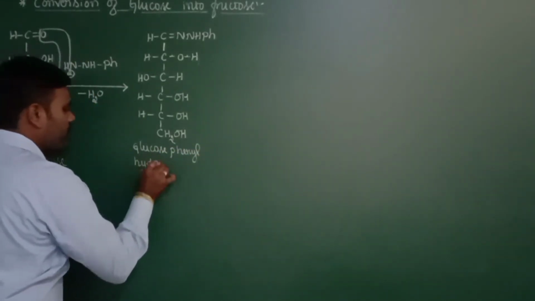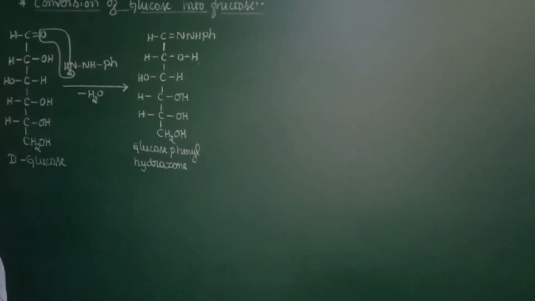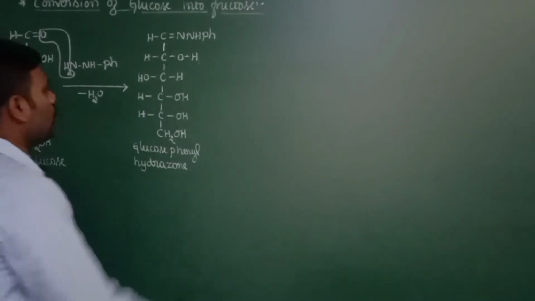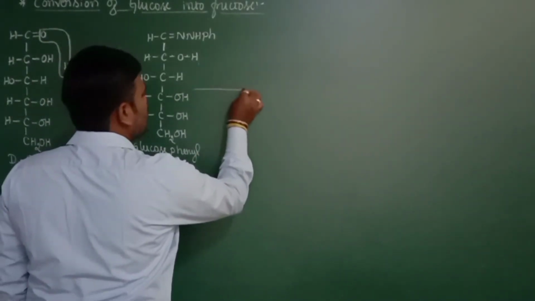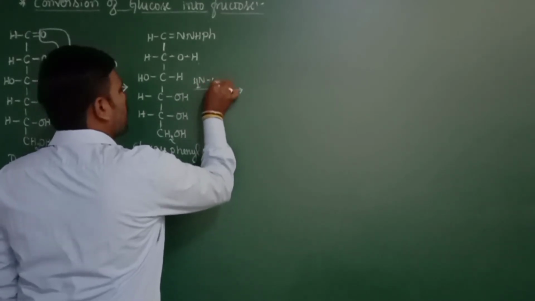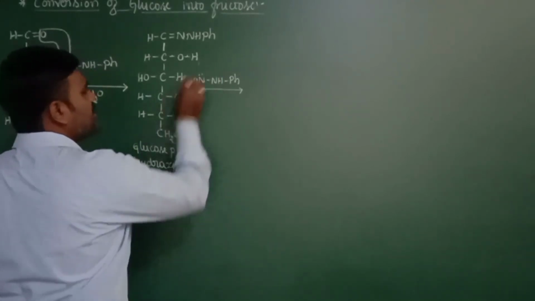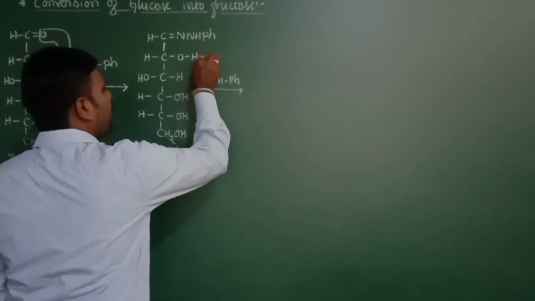which is called glucose phenyl hydrazone. Since we are reacting with hydrazine, the resulting material will be glucose phenyl hydrazone. And this glucose phenyl hydrazone is once again reacted with phenyl hydrazine, NH2NHPh. The lone pair of electrons present on the nitrogen will be donated to this hydrogen.